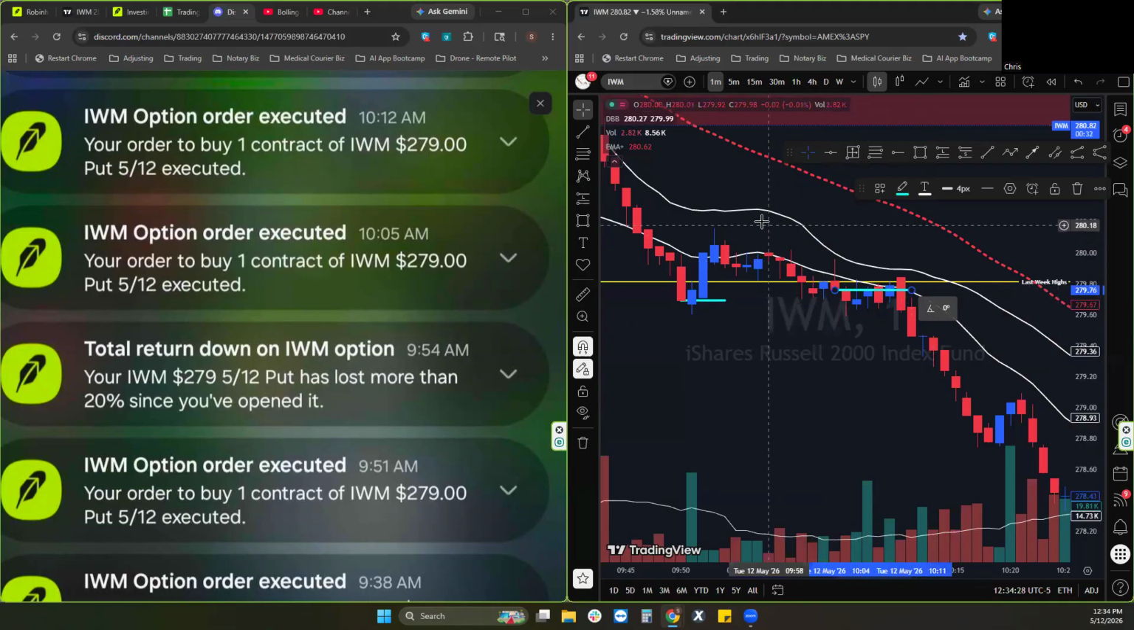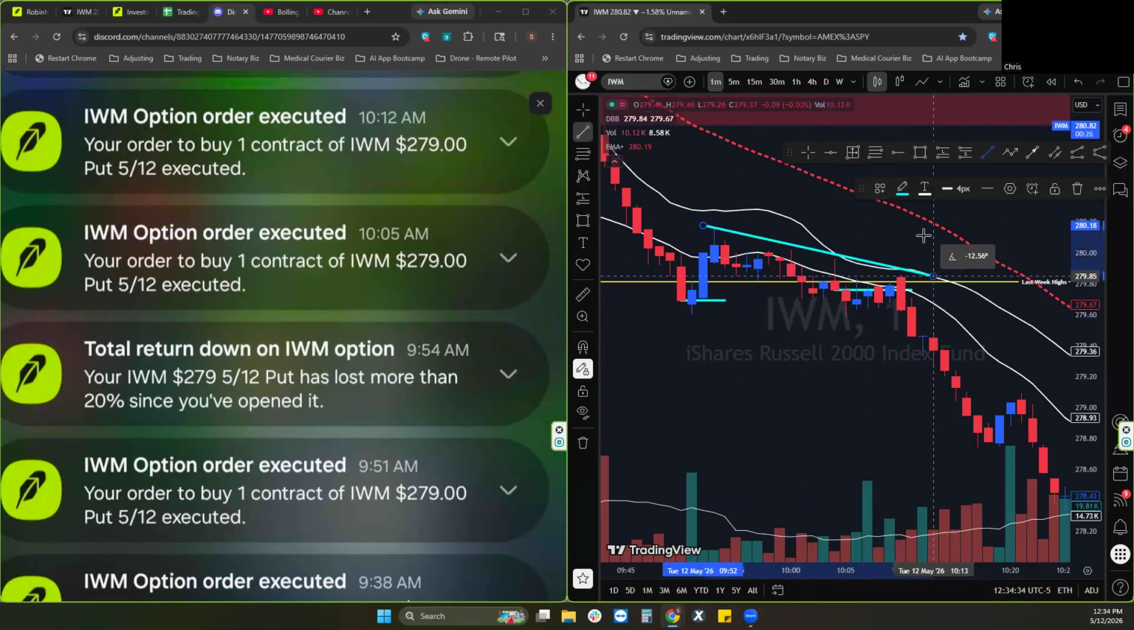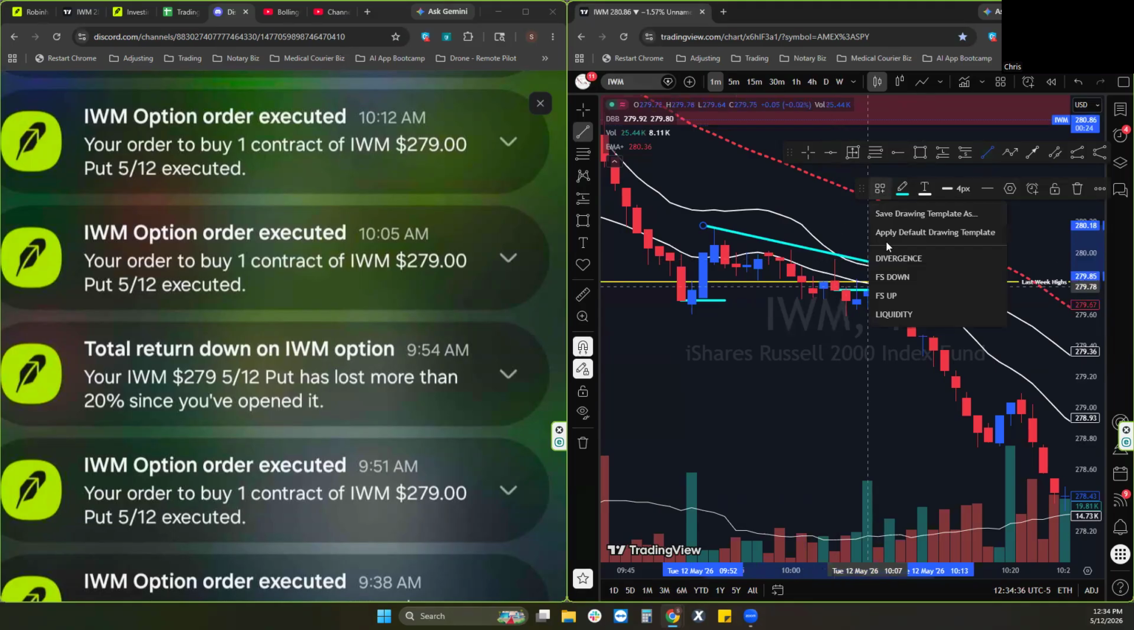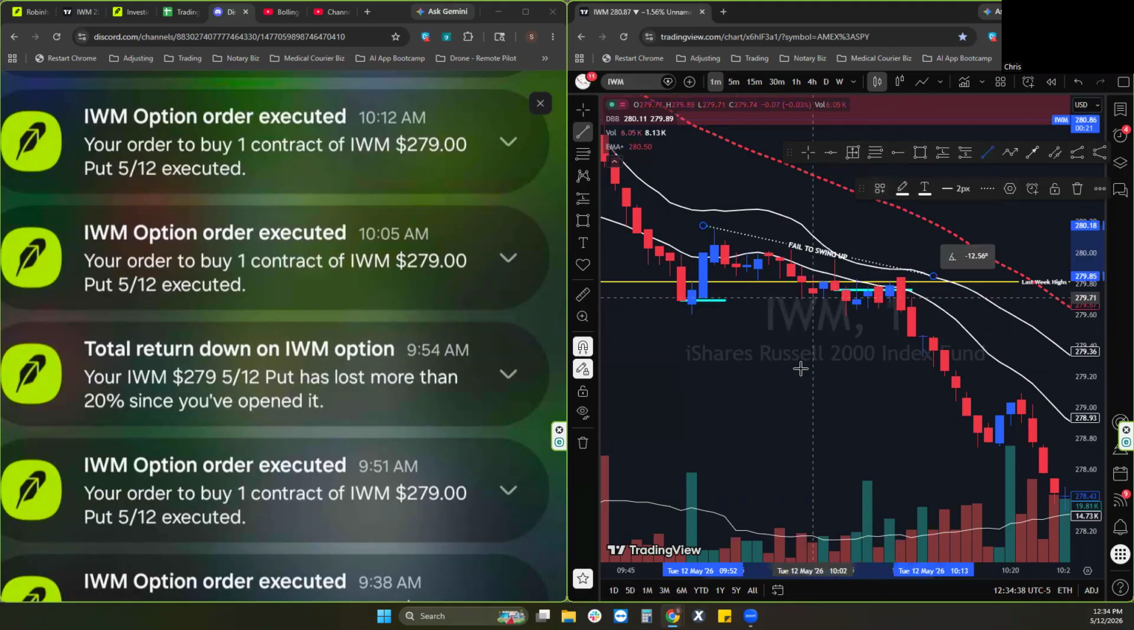And then we also have this level of pressure here. This level of pressure here where it failed to swing up. It created lower highs, lower highs. Okay. So we went ahead and entered on that.